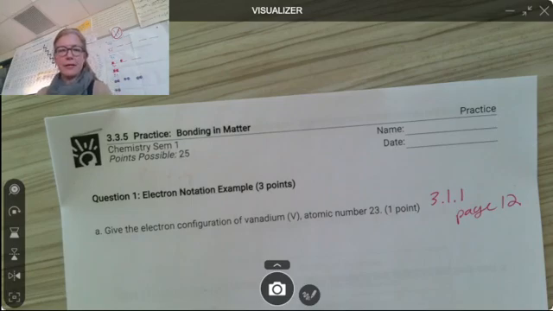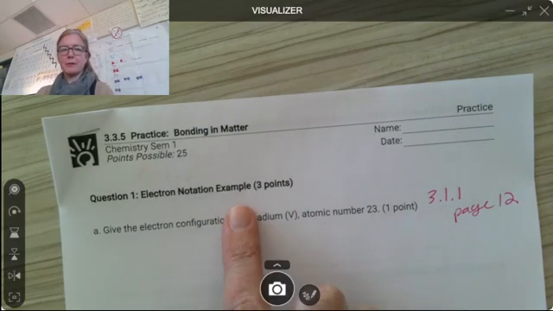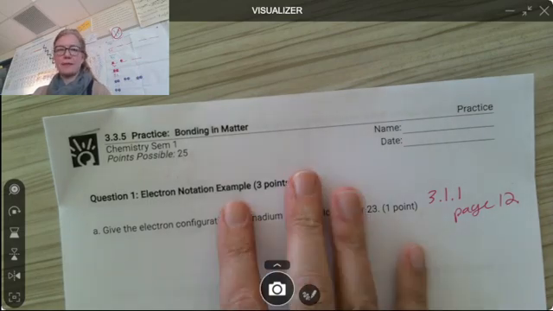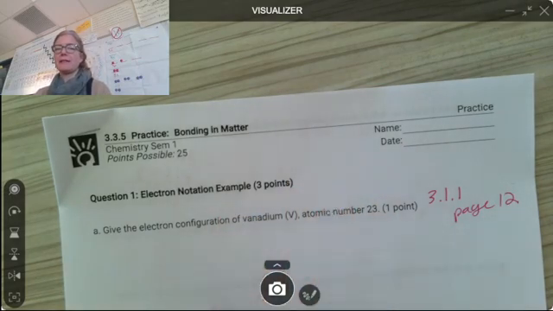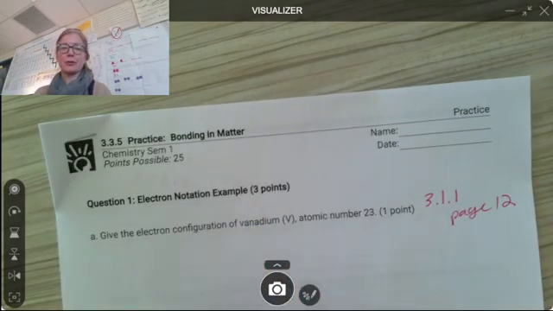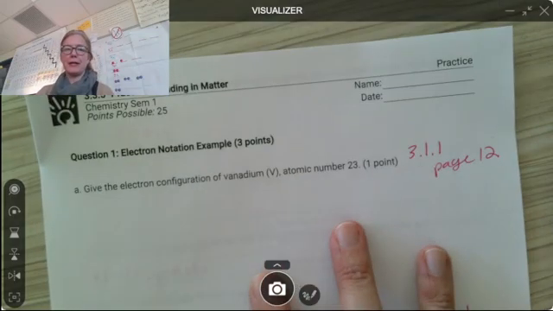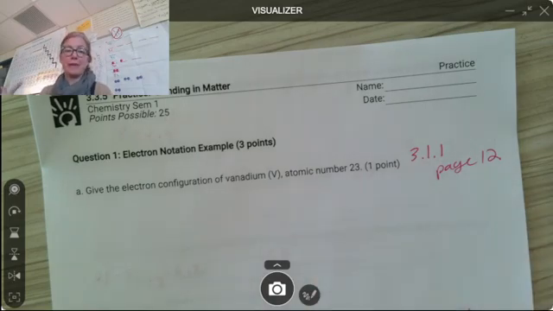All right. Hey, everyone. I just want to go over the 3.3.5 practice just because a lot of people had questions about this, and I felt like the text online was not super clear when it taught some of these concepts. So I'm just going to go through this and help either explain some of this or at least tell you where to find the answer in the text.